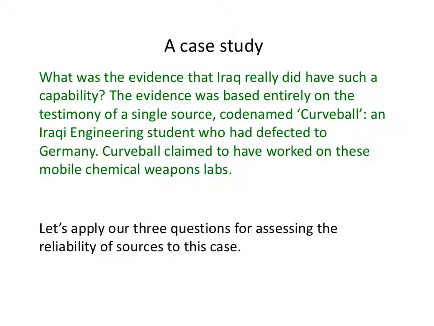The evidence came from a source, an eyewitness and expert source, someone codenamed Curveball by German intelligence. Not to have set off a few alarm bells straight away, but anyway, he was an Iraqi engineering student who defected to Germany, and he claims to have worked on these mobile chemical labs. He claimed to have seen them and worked on them. So let's apply the three criteria for evaluating sources to Curveball and see what we come up with.